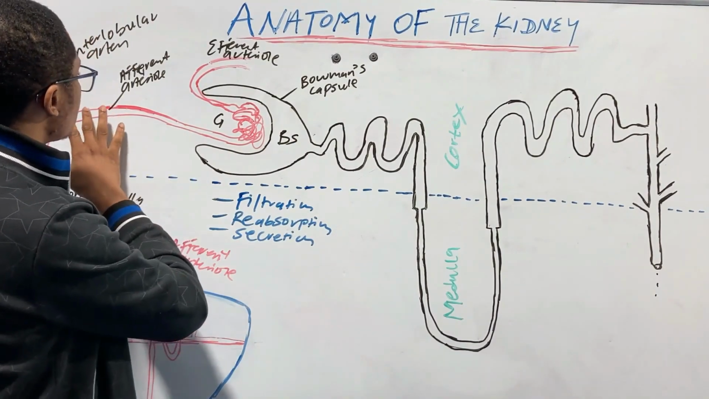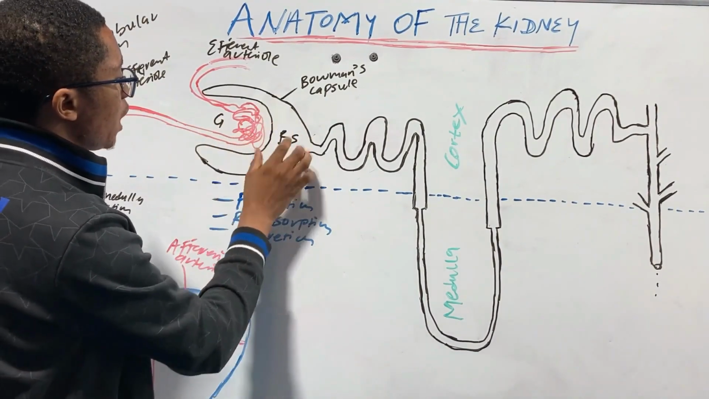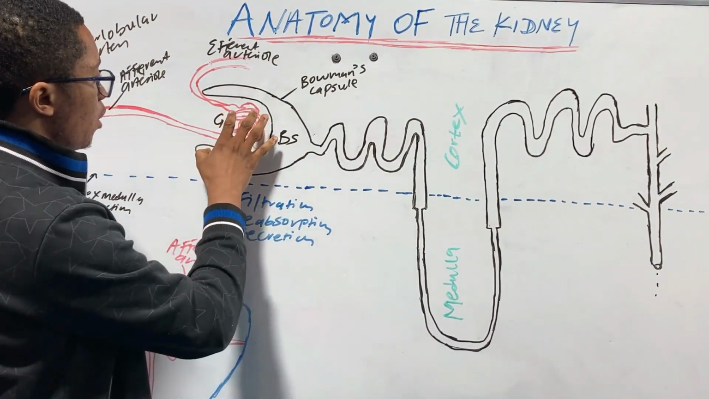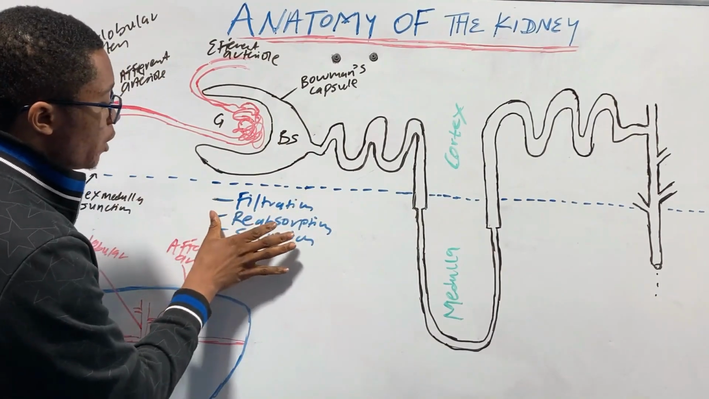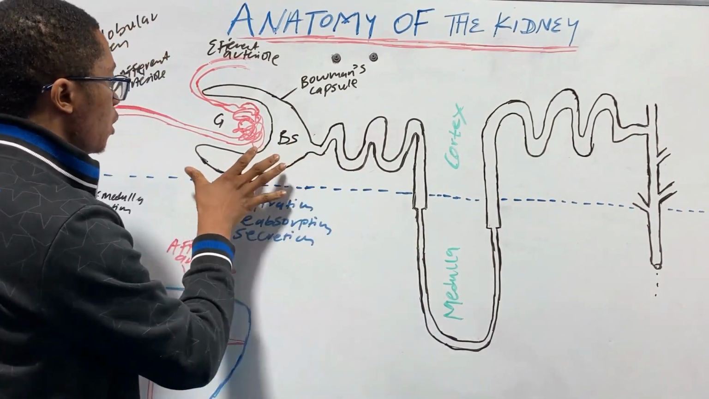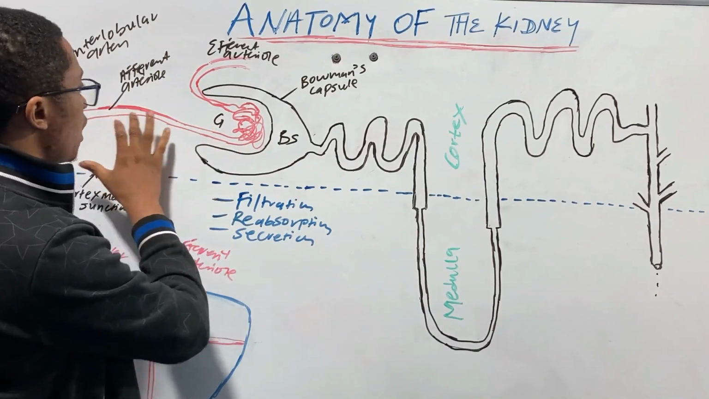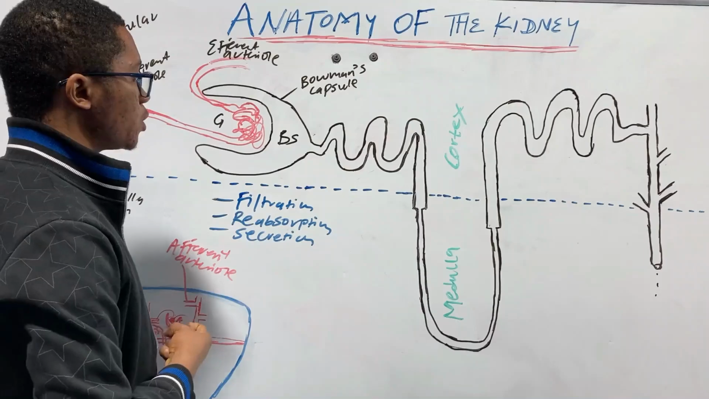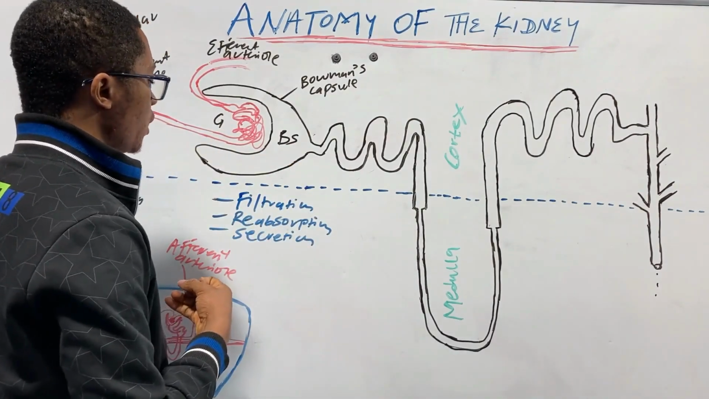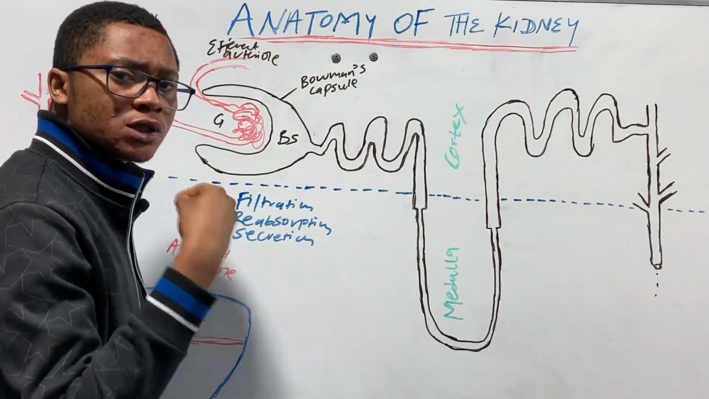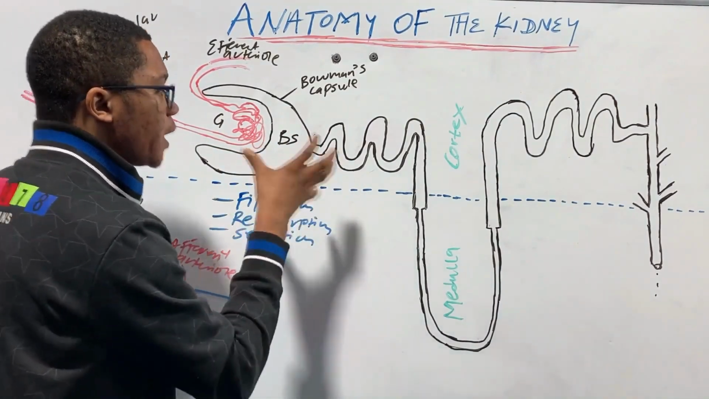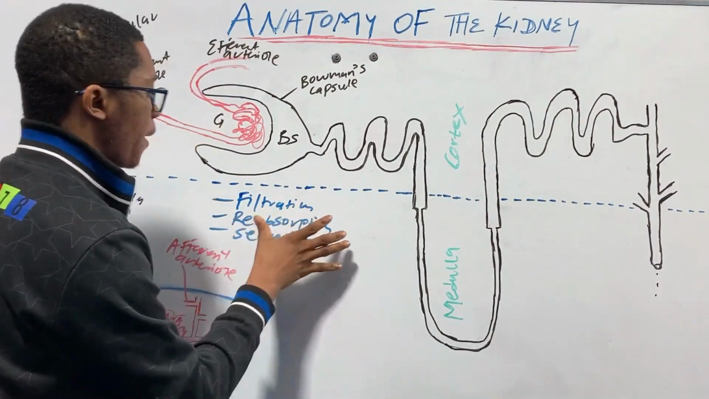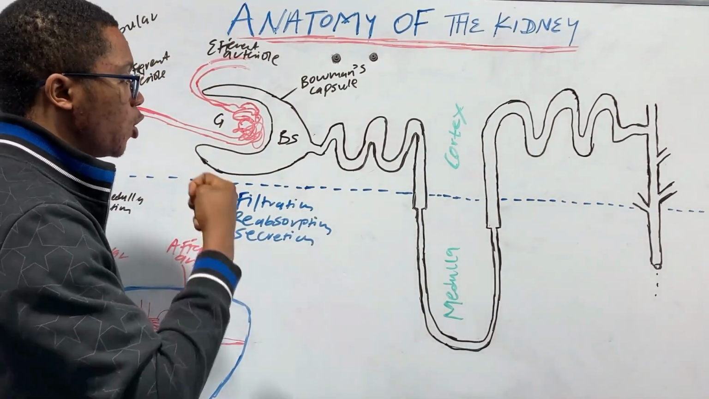We filter them out into the Bowman space. These materials coming from the afferent artery are filtered out, and when they come into the Bowman space, we call them the filtrate because they've been filtered out and separated. Now reabsorption: the blood coming in from the afferent arteriole contains nutrients, and it also contains waste. We are more interested in the nutrients, so we reabsorb them back into the body because they are very important.